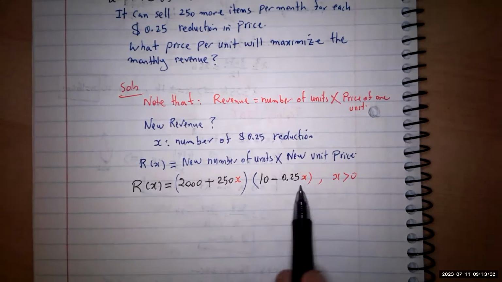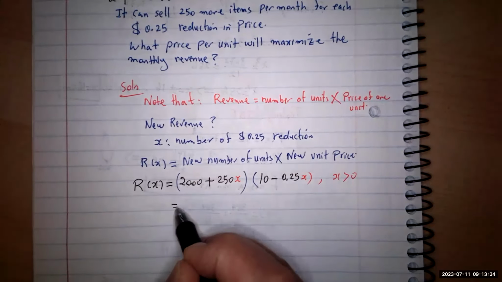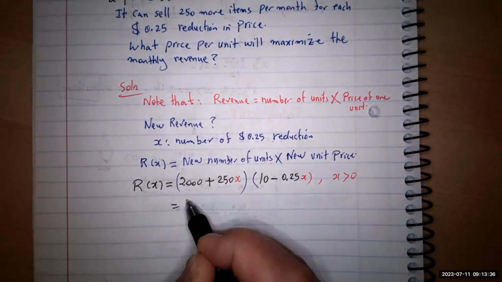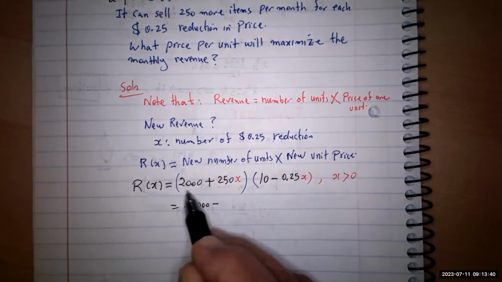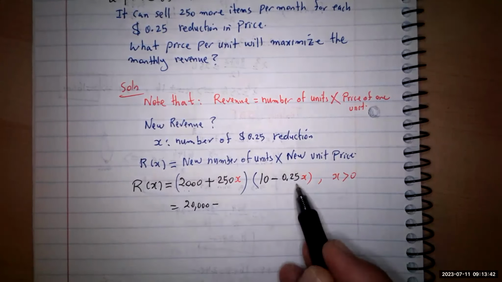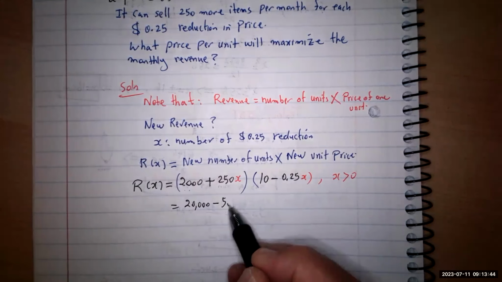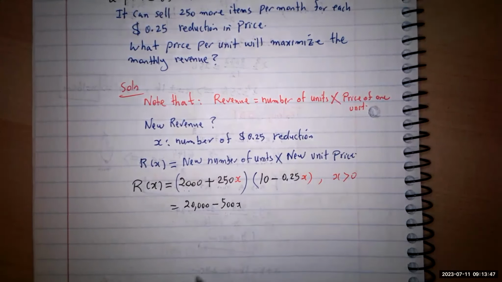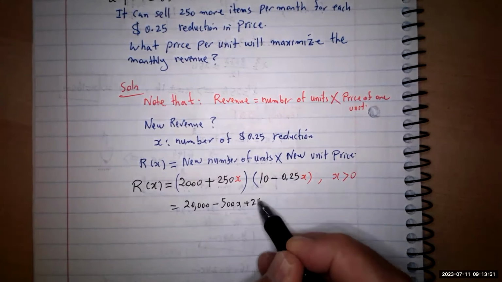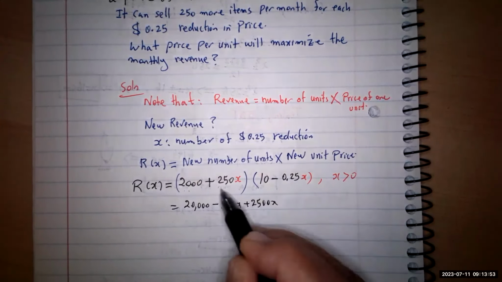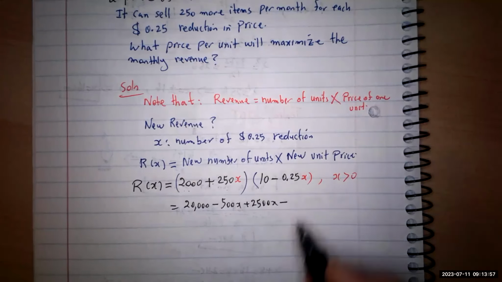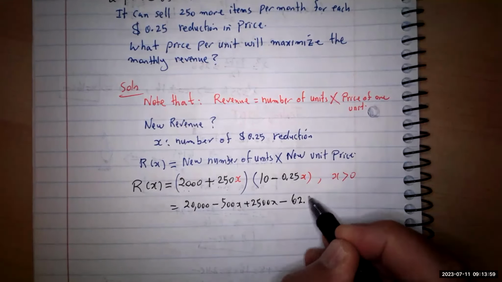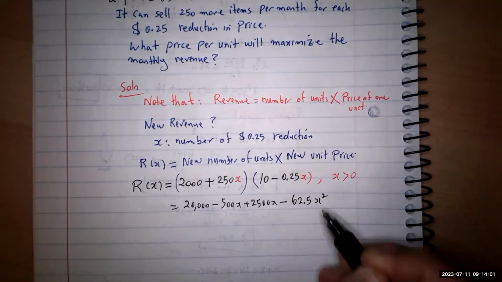Okay, FOIL it. So it's going to be equal to 20 times 10, which is 20,000. Minus 2 times 25, that will be 50, it's going to be 500 X. You go inside, you multiply these two together, that gives a plus 2,500 X. Positive times negative would be negative, that's going to be 25 times 2.5, 62.5 X squared. You can check it in your calculator.